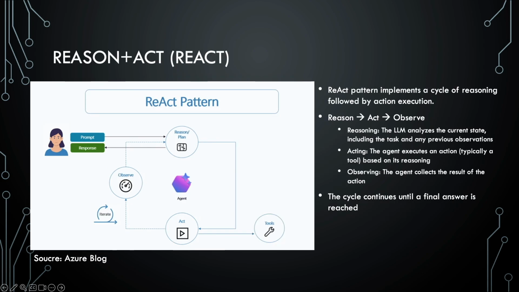Arguably the most popular agentic pattern right now is ReAct, short for reason and act. The ReAct pattern implements a cycle of reasoning, followed by action execution. In response to user input, an LLM analyzes the current state of the system, including the task and any previous observations. Then, an agent executes an action, usually by using a tool, based on the reasoning. The agent collects the result of the action and passes it to an LLM. This repeats in a cycle until a final answer is reached. The ReAct pattern enables agents to solve problems in real time. ReAct agents alternate between reasoning and action in a loop until the goal is achieved.